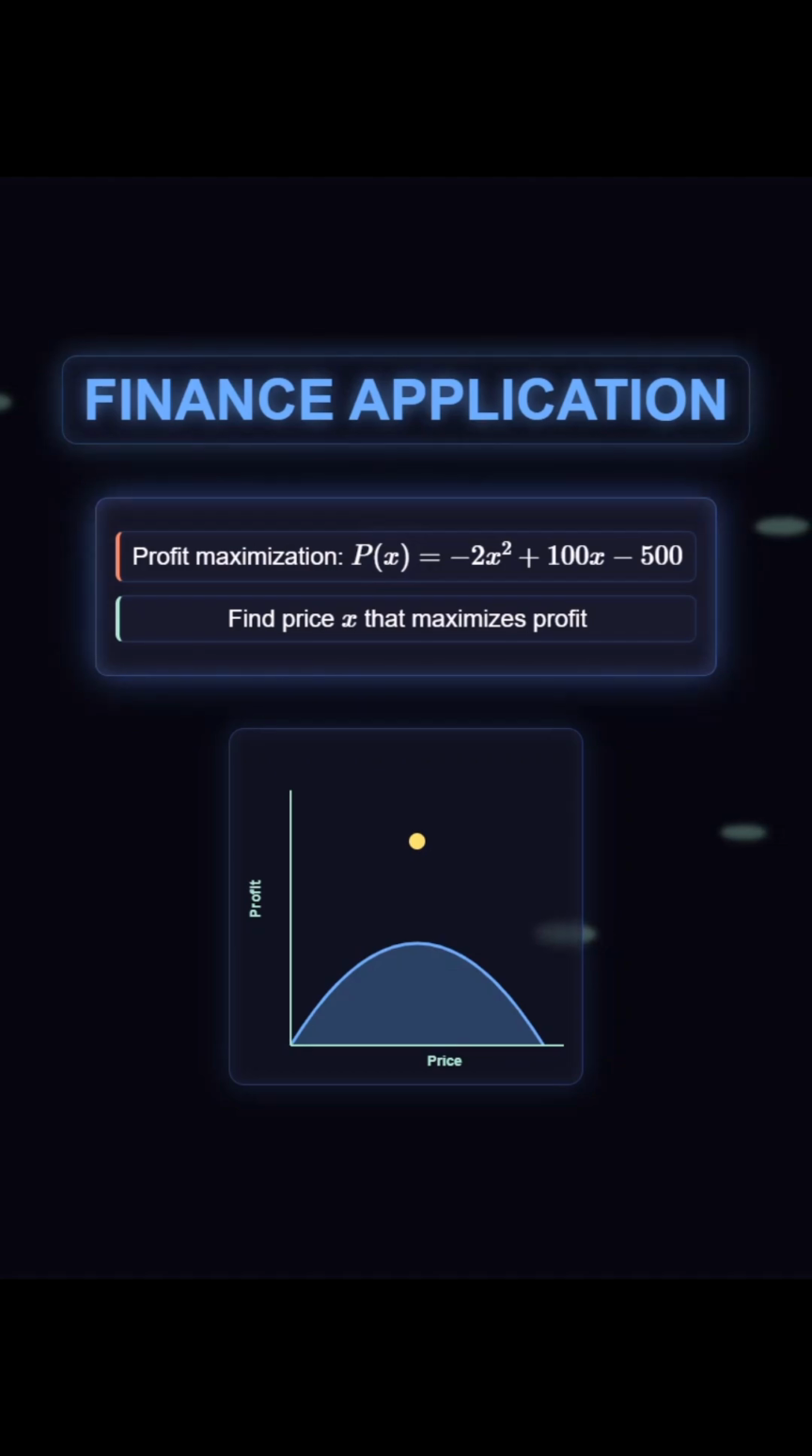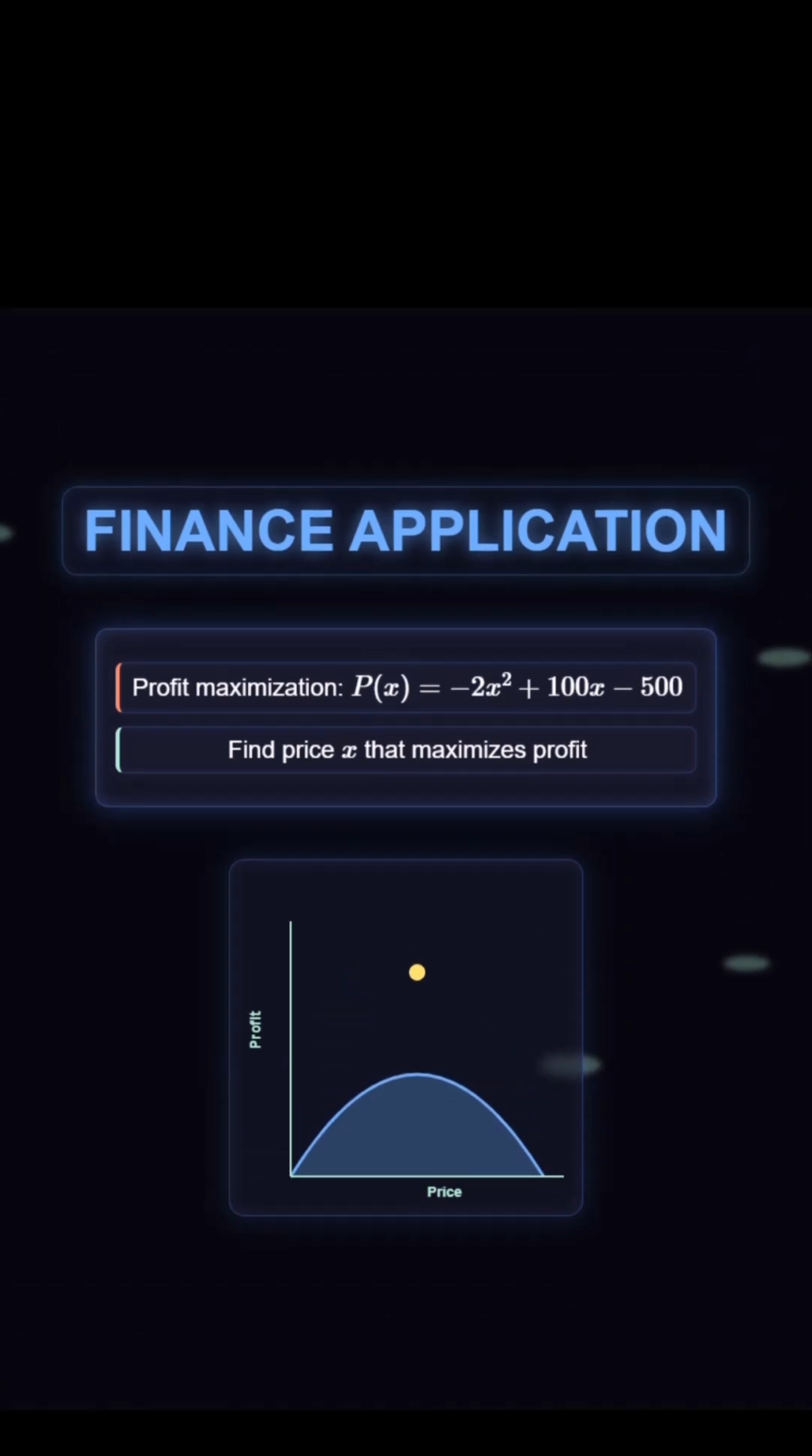In finance, we use quadratic equations for profit maximization. The equation P(x) equals negative 2x squared plus 100x minus 500 models profit based on price. Finding the vertex gives us the price that maximizes profit using our quadratic techniques.